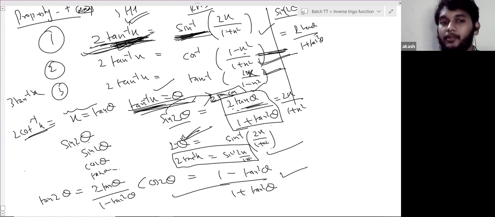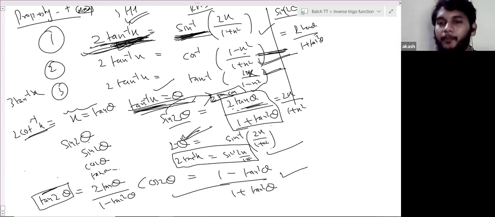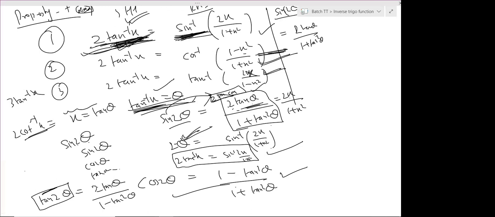Aman, you have to look at this. We are not talking about inverse, right? Yes. Just normal trigonometric functions. Kinza, this thing is clear? Yes, sir. All right. Note it down.